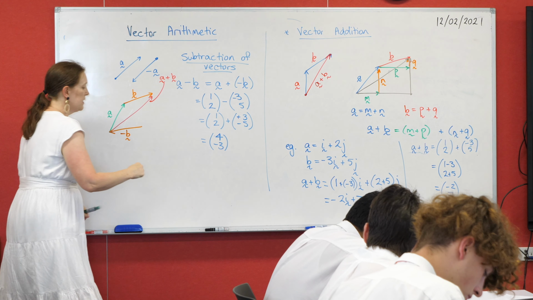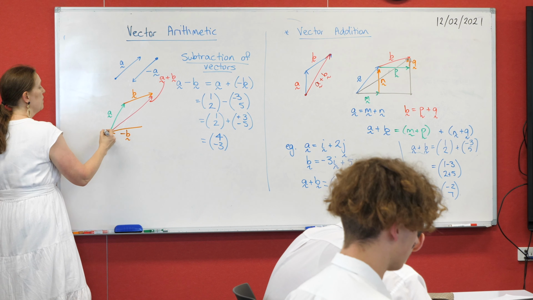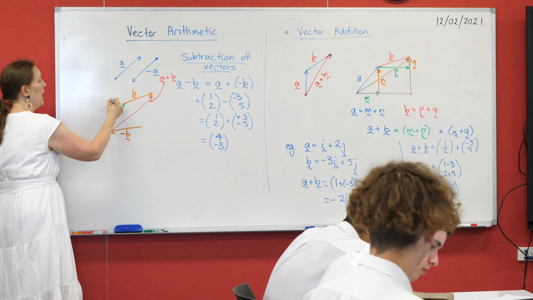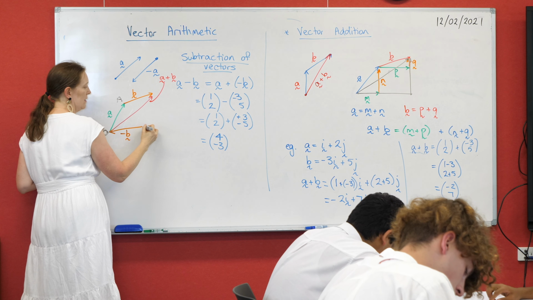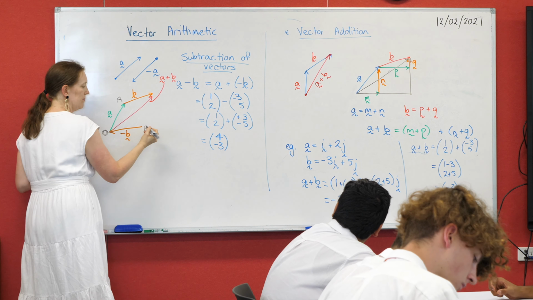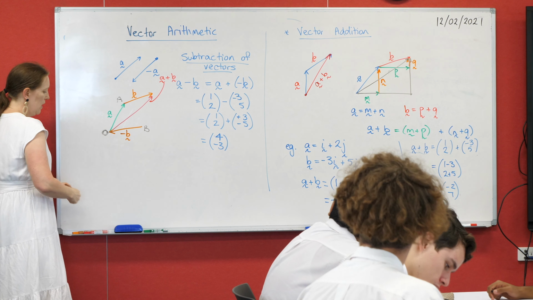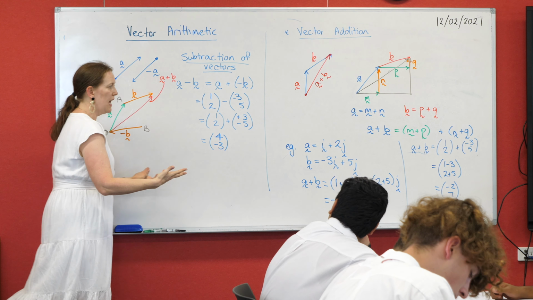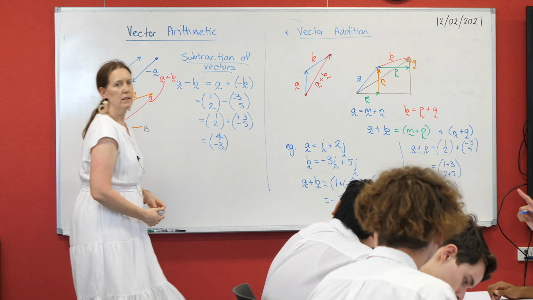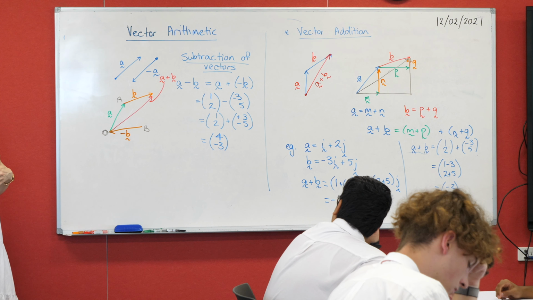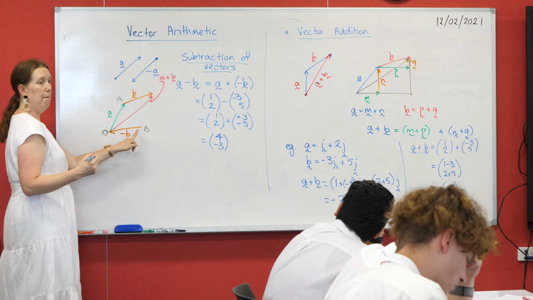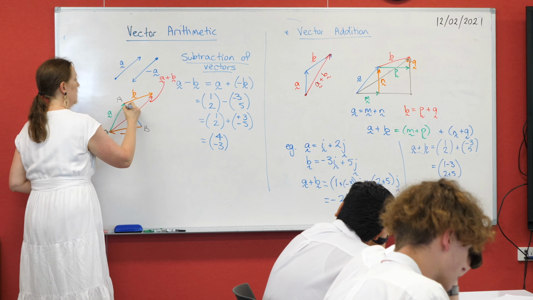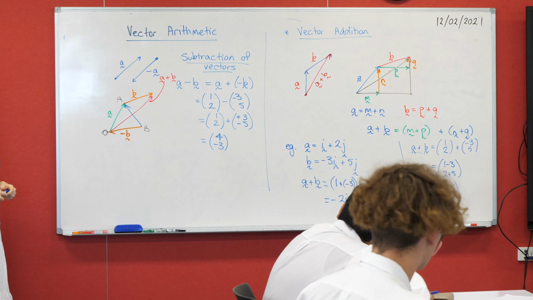Let me put some letters around that to see. If this was O and this was A and this was my point B, I'm going to change this one to be B. Where is my resultant answer now? Which letters is it going from and to? It's going from B to A.